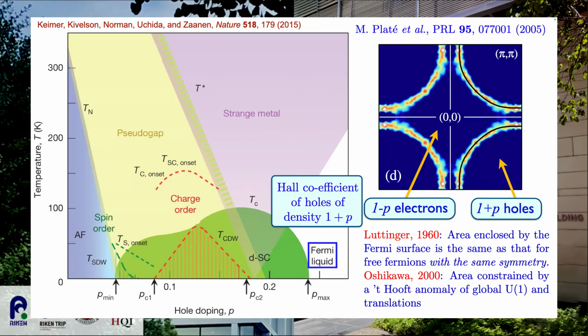Oh, sorry, before I go there, there's a modern view of this deep theorem due to Oshikawa, in 2000. And today we'd say that Oshikawa's result is an anomaly argument. There's a certain anomaly associated with translations and charge conservation, which you can formulate in terms of inserting flux, with the system placed on a torus. And there's a certain anomaly in the theory, which is just the density of holes or electrons.